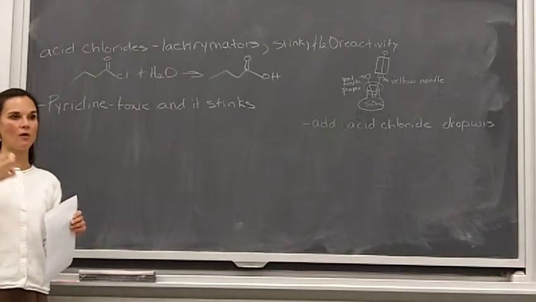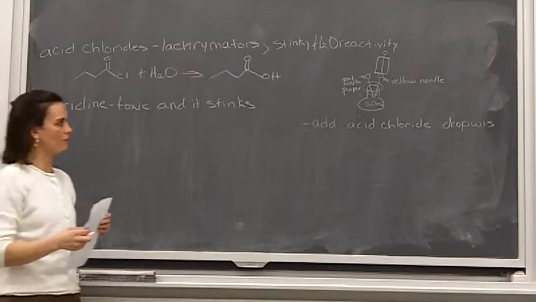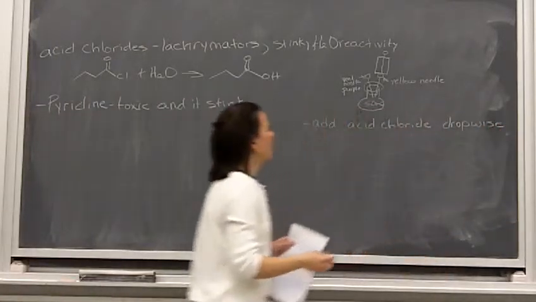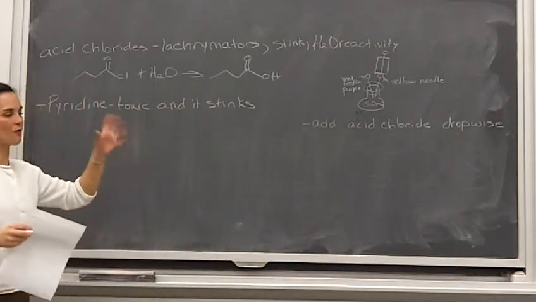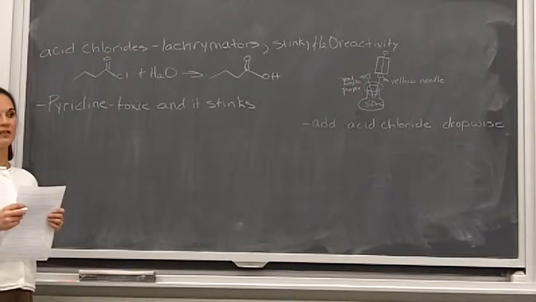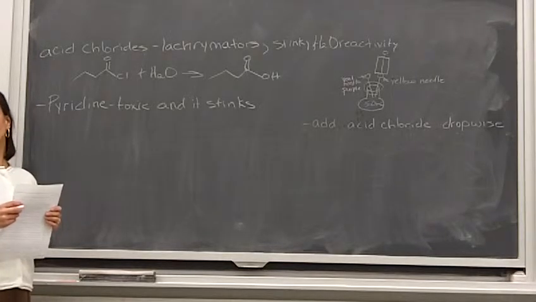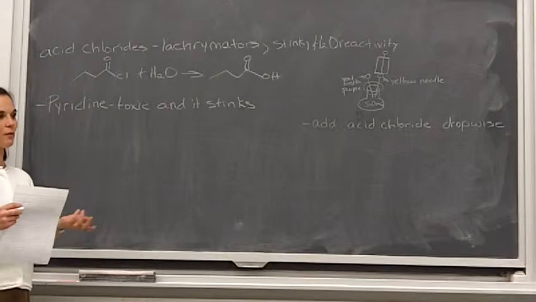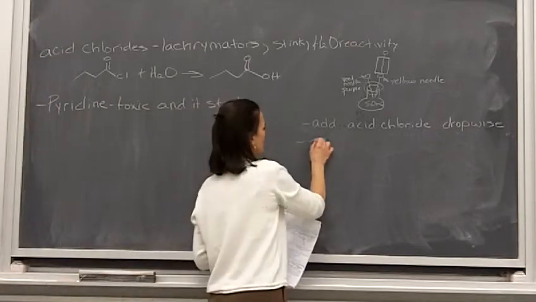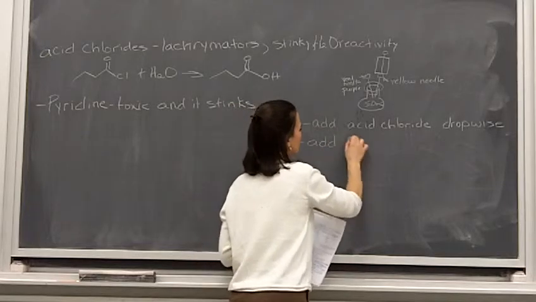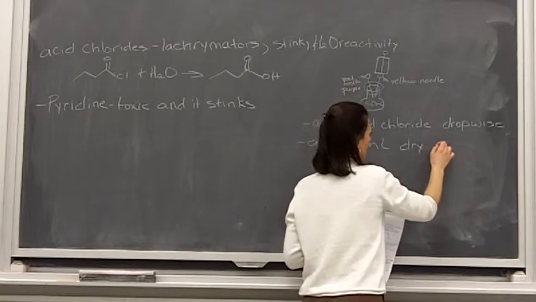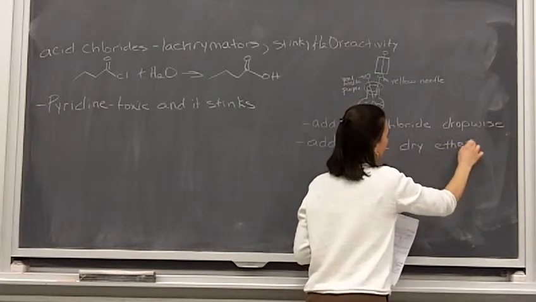So you don't want to add it all at once. You want to add it dropwise, okay? Then you want to see how you're stirring, because sometimes these acid chlorides make so many salts that it's hard to get things to stir. So if you're having trouble with stirring, then you may need to add an additional 5 milliliters of dry ether. We still are doing this reaction, so we want dry ethyl ether, okay?